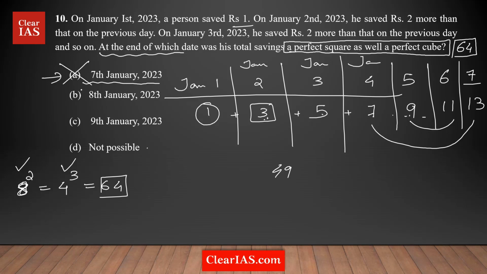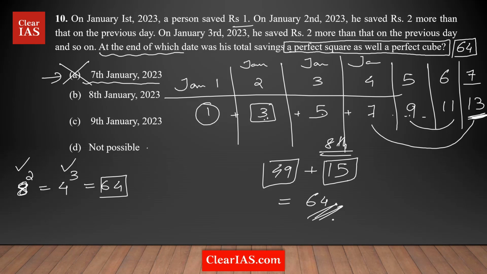Now let's try option B, one more day. On the 8th day, he'll be saving 15 more. It makes sense, right? 13 was the previous day's saving, and 2 more than that is 15. So on the 8th day, the total saving is 49 plus 15, which is 64, a perfect square as well as a perfect cube. So you can stop at that stage. Option B is the right answer. 8th January is the right answer here.